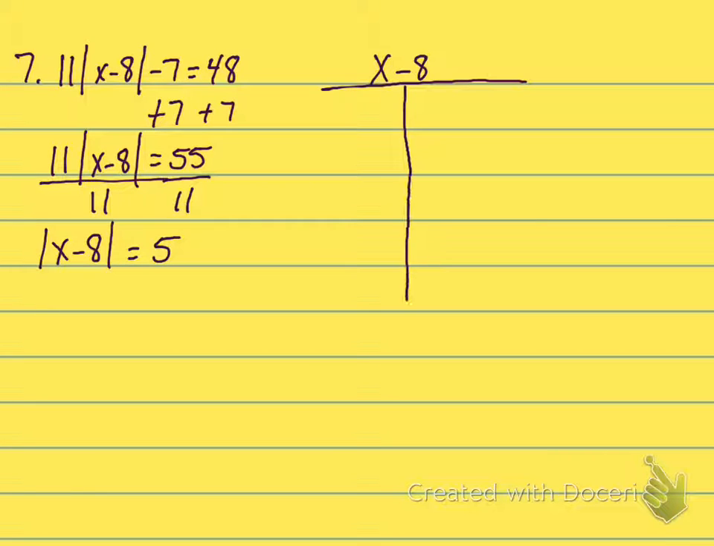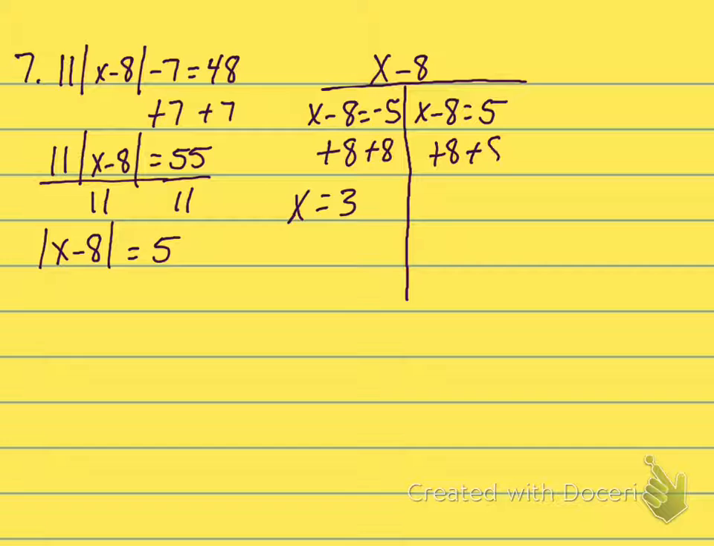Okay, I'm going to set that up in my t-chart. We'll do x minus 8 is equal to negative 5, and x minus 8 is equal to positive 5. We'll add 8 to both sides, and we get x equals 3. Do the same thing on the other side, and we get x is equal to 13. Graphing that out, make sure you show your 0. We will graph the points 13 and 3. Okay.